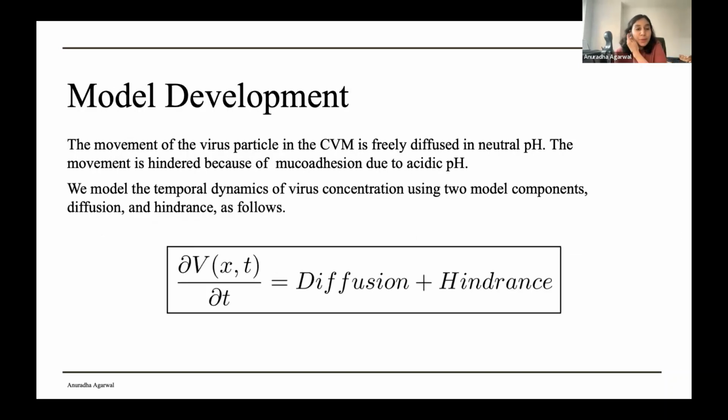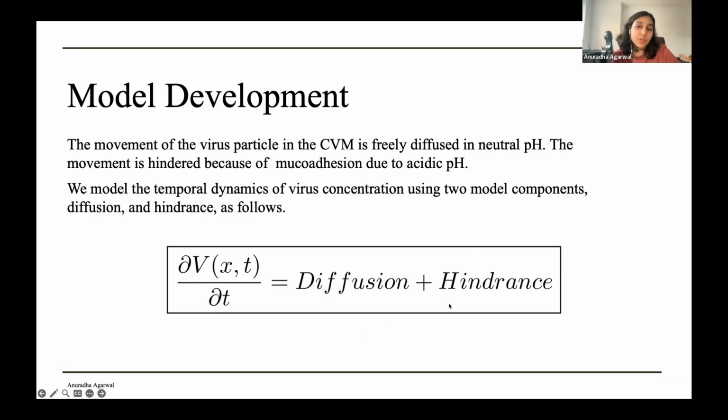Moving on to the more fun part of the project, which is the model development. So the movement of the virus, as I mentioned earlier, in CVM is freely diffused in neutral pH, and the movement is hindered because of mucoadhesion due to acidic pH. So we model the spatiotemporal dynamics of virus concentration using two model components, diffusion and hindrance. So here basically V is the concentration of the virus particles at location X and time T. So we are modeling the difference in the number of virus particles at each location with respect to time.